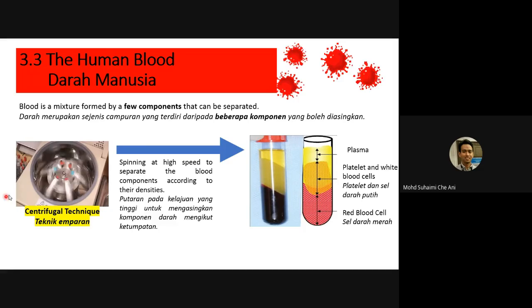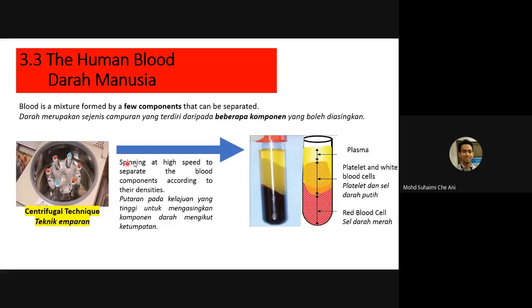Okay, this one is a centrifuge machine. You put the blood inside a tube and then you put it inside the centrifuge machine. The centrifuge will spin at a high speed. So dia akan berpusing pada kelajuan yang sangat laju.